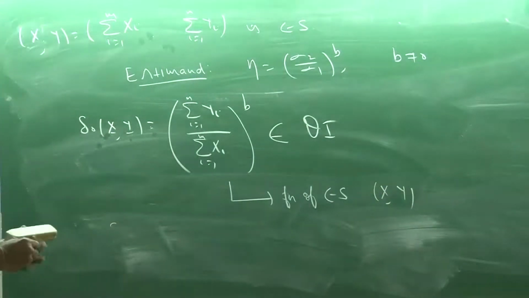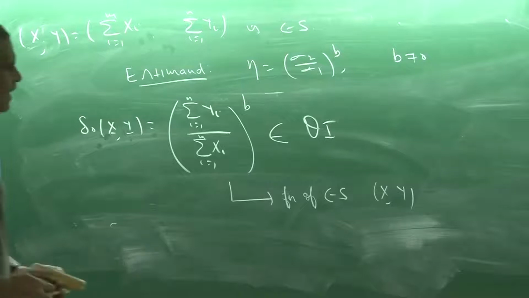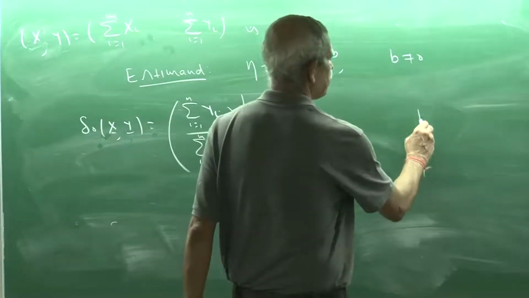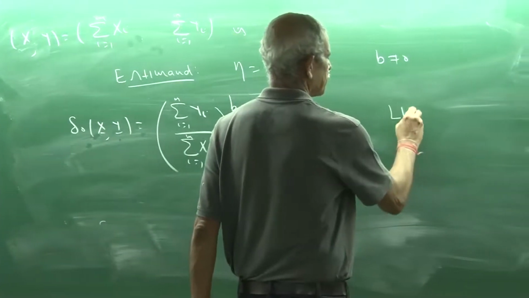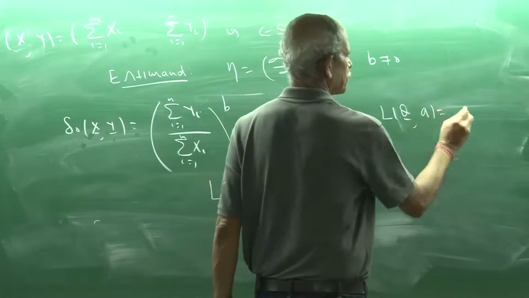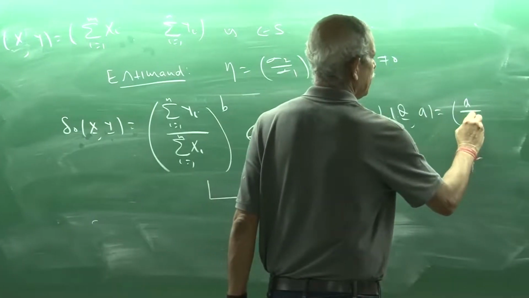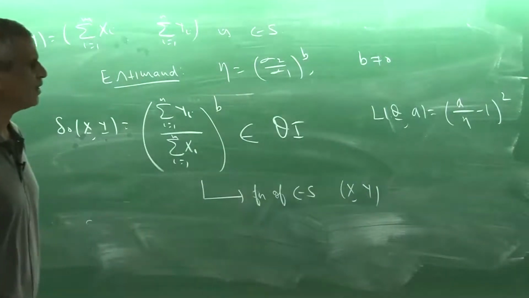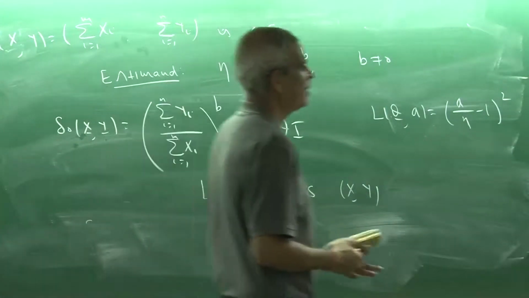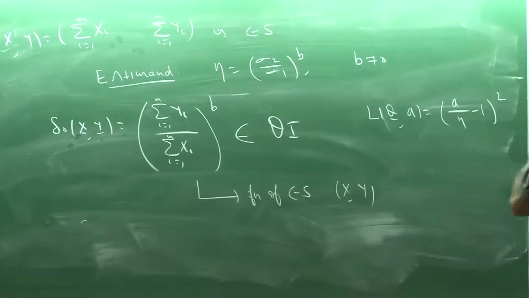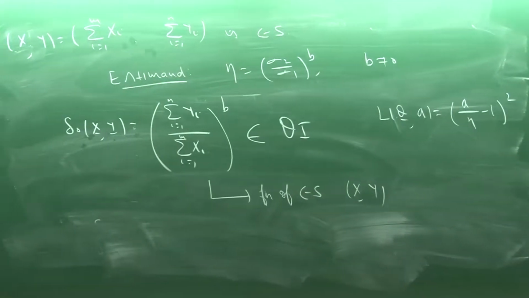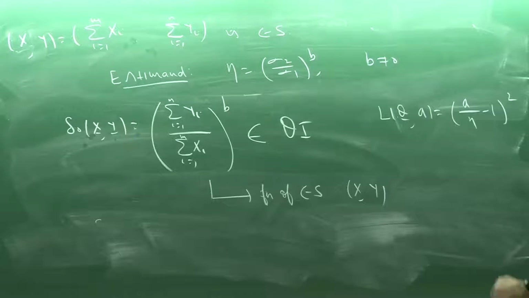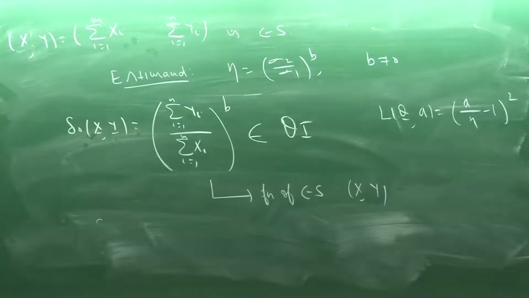So what is the MRE? If I take my loss function a by eta minus 1 whole square. Let us take the loss function to be this. So what is the MRE? Just now we saw for this loss function, which is W t minus 1 whole square.